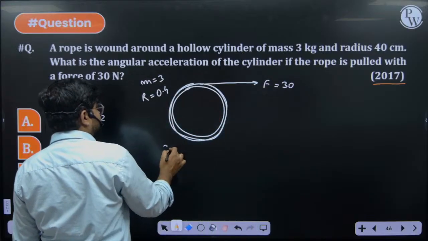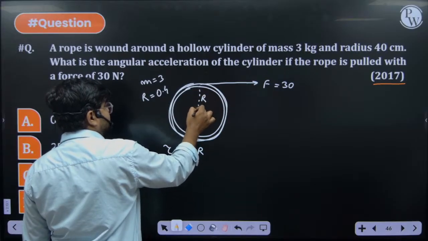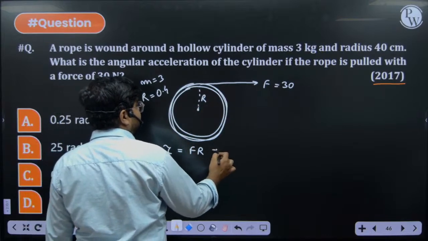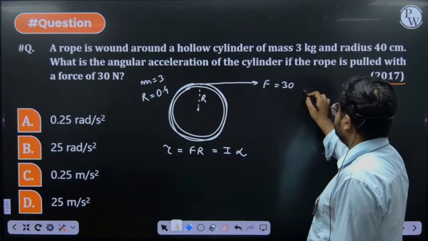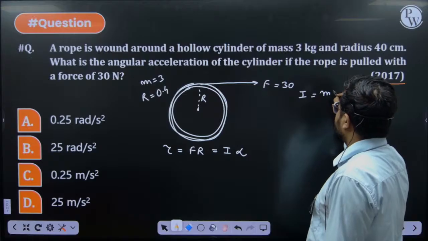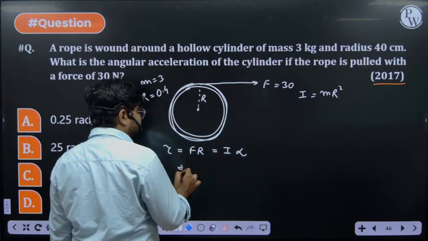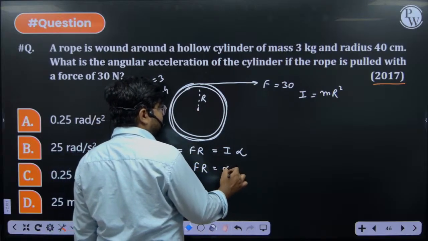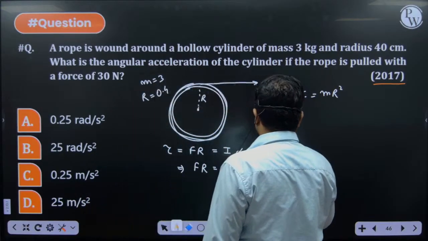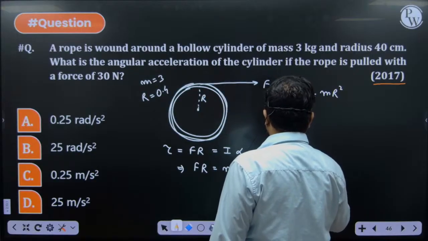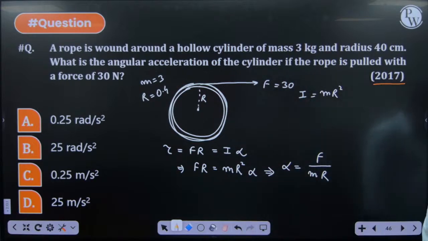So it's very simple. Torque is F into the radius, and this can be written as I alpha. What is I here? The moment of inertia of a hollow cylinder is mr square. So we can write this as F into R equals mr square alpha. So from here alpha we will get F by m into R.